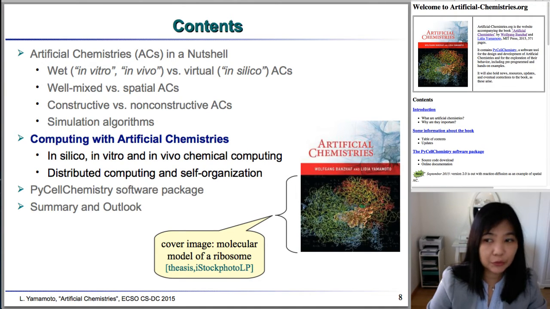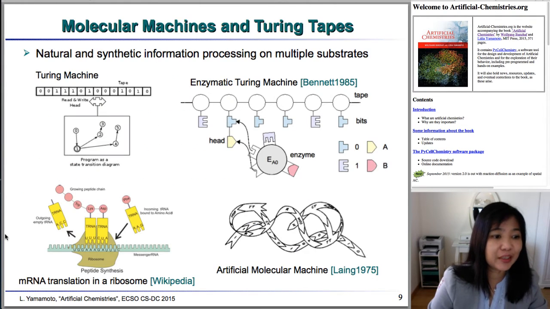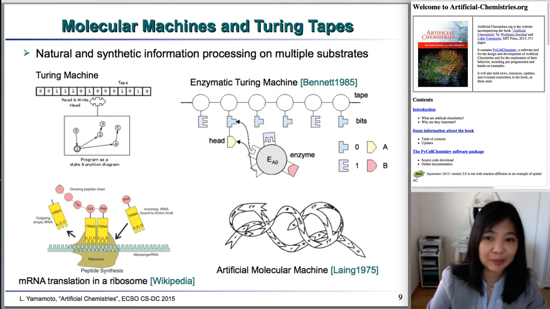In terms of computing with artificial chemistries, first of all, I would like to highlight that the cover page of our book actually represents a ribosome. So it's an artistic representation of a ribosome. And ribosomes are nice examples of how sometimes concepts from computing can be found deep inside living systems. The ribosome is like a machine that reads the messenger RNA sequence like a tape and produces a protein out of it. It has been compared to a Turing machine operating on a tape, or rather two tapes in this case, representing the messenger RNA and the proteins that are produced.